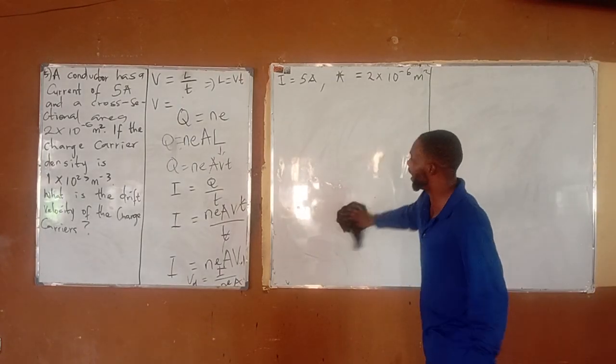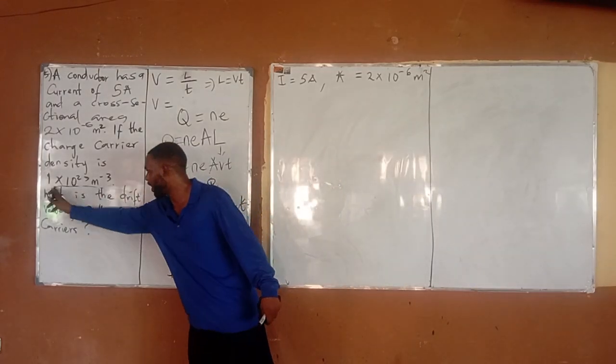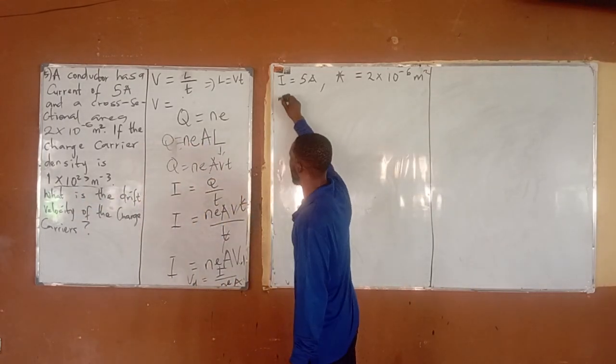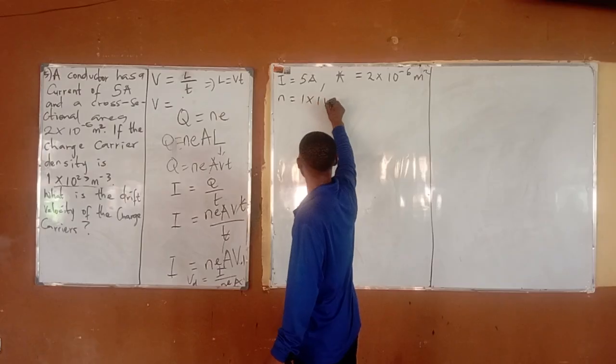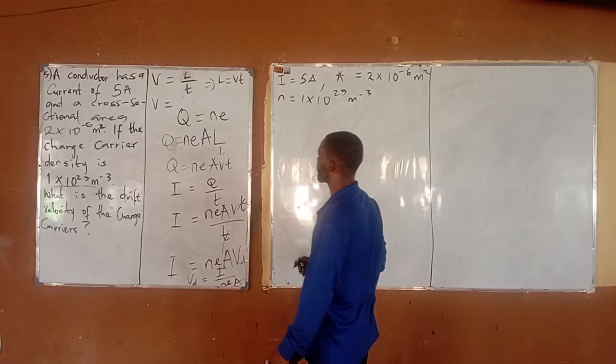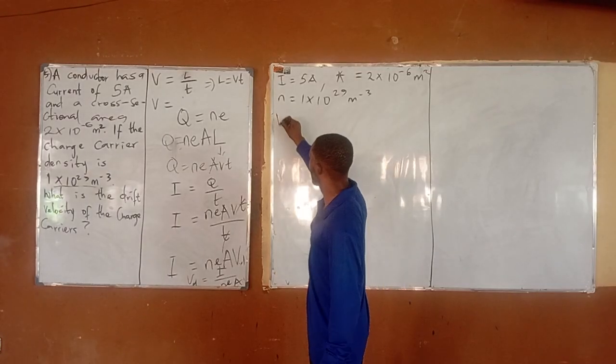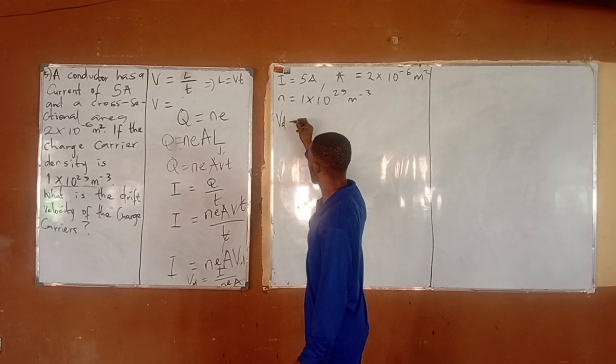So for that reason, my n is not something I'm going to be solving. It's given to me as charge carrier density here. So it's just n equals 1 times 10 raised to the power 29 per meter cubed. They are not asking me to find the drift velocity.